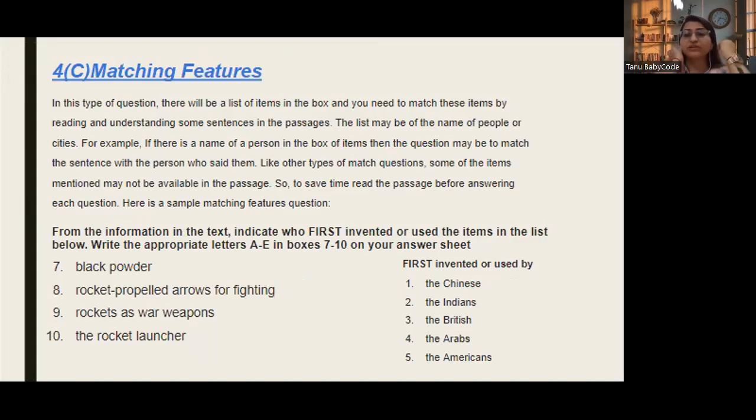Matching features. Now, what is matching features? In this type of question, there will be a list of items in a box.